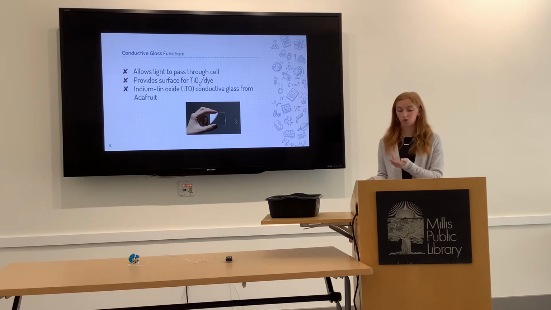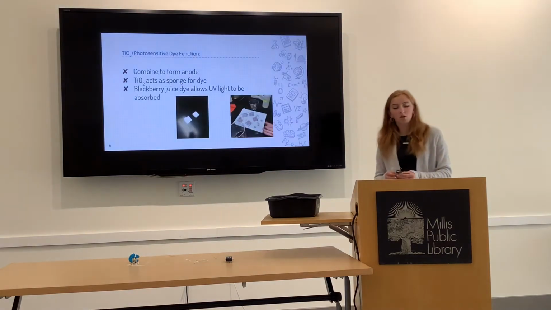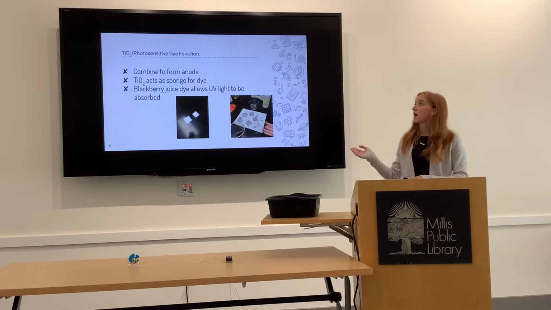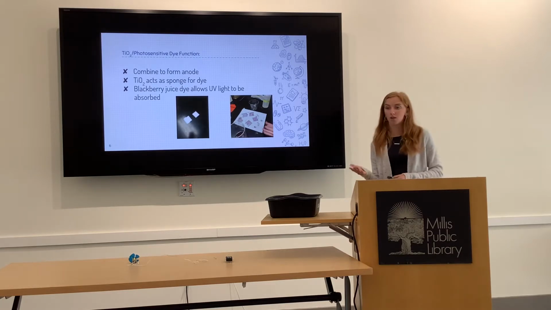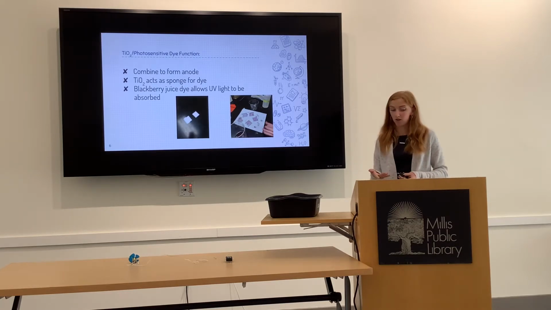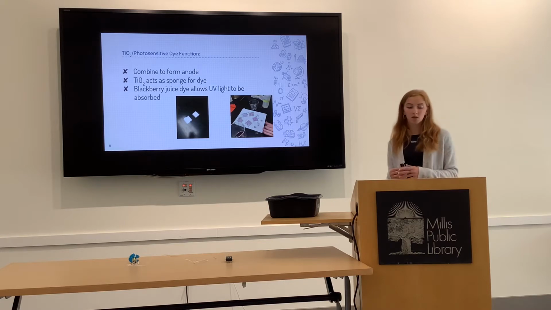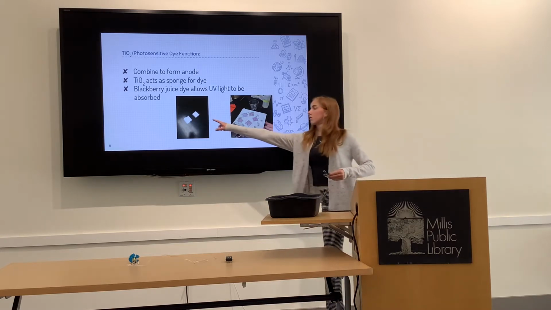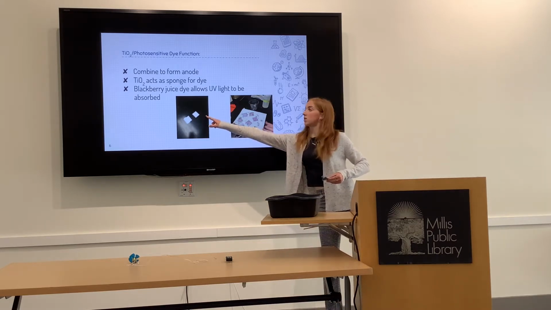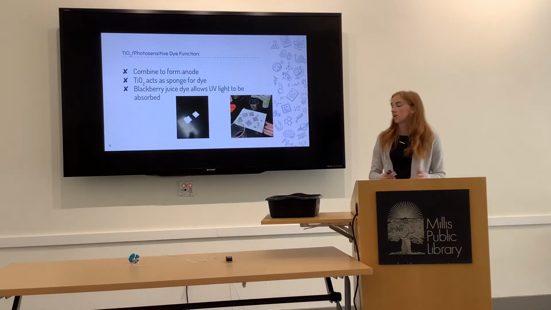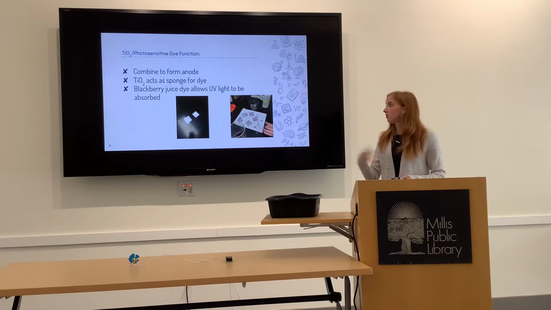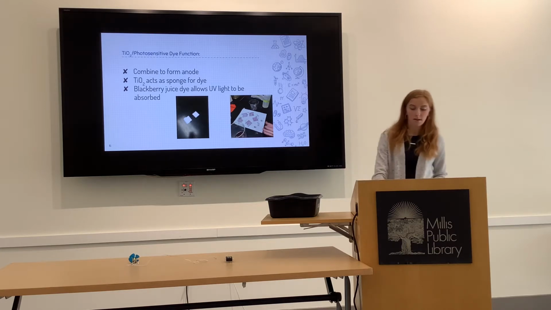that gives that part of the glass a slight electrical charge. So the titanium dioxide and photosensitive dye combine to form what's called the anode. It's kind of like the positive side of a battery. And what the titanium dioxide does, it's this white substance that you can see here. It acts as a sponge for the dye. The specific kind of dye I was using is just blackberry juice dye, and it allows UV light to be absorbed into the cell, kind of how a plant would absorb light from the sun with photosynthesis.